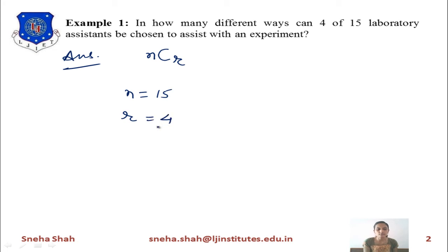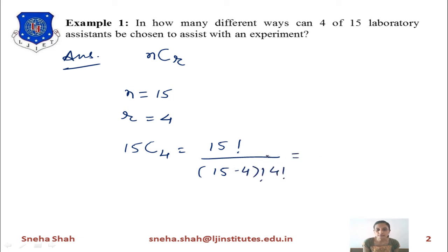By using these, we can find how many different ways 4 of 15 laboratory assistants can be chosen. Putting the values of n and r in this equation, we have to find 15C4. So 15C4 equals 15 factorial upon (15 minus 4) factorial into 4 factorial. Simplifying this term, 15 minus 4 gives 11 factorial, into 4 factorial.